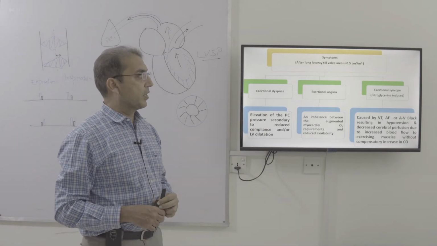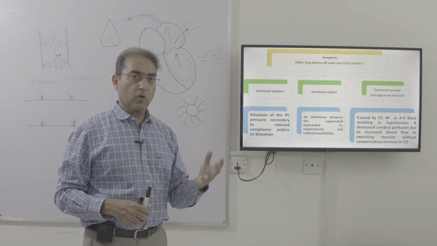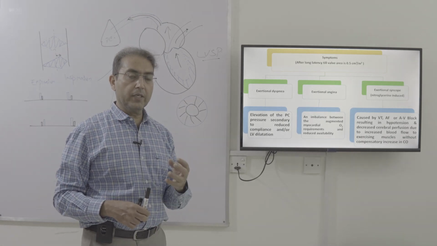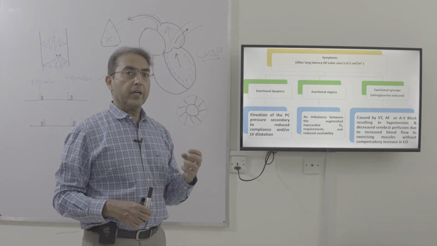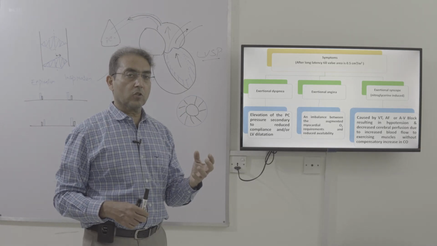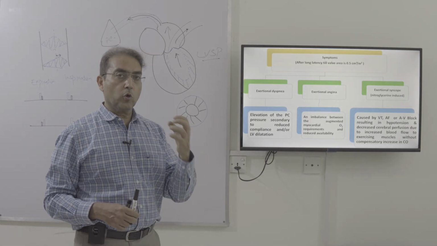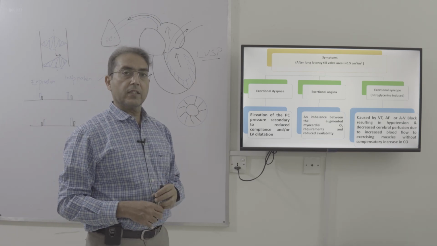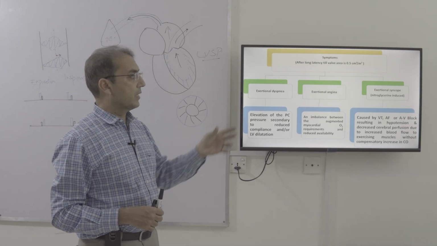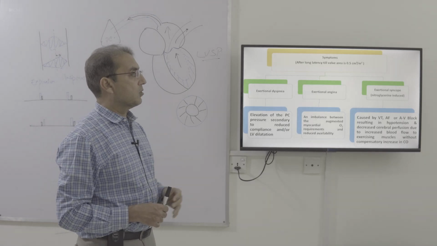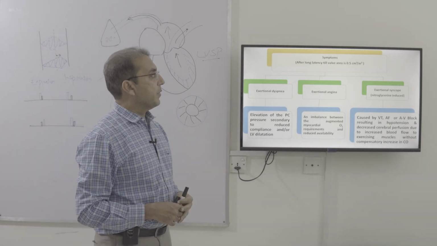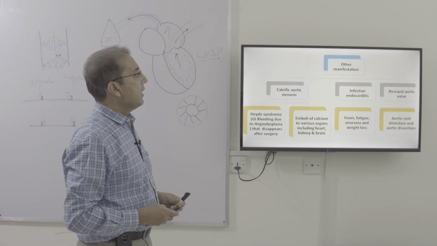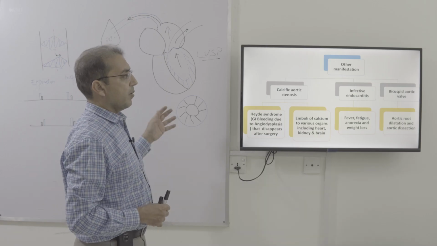Similarly, if you give nitroglycerin, nitroglycerin causes vasodilatation. Not only does it decrease the venous return, it causes arteriolar dilatation. So the blood goes into those dilated arterioles, and the CNS is deprived of that blood. So the patients tend to develop syncopal attacks. So these are the main symptoms these patients have. And then there are certain other manifestations.